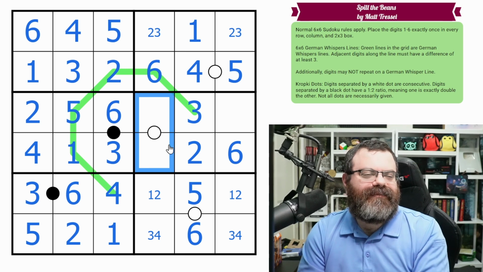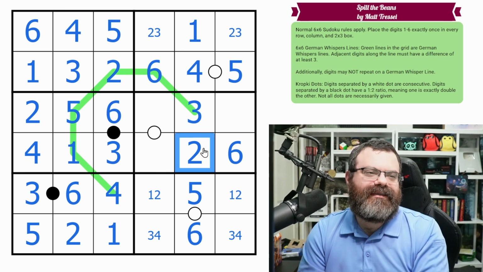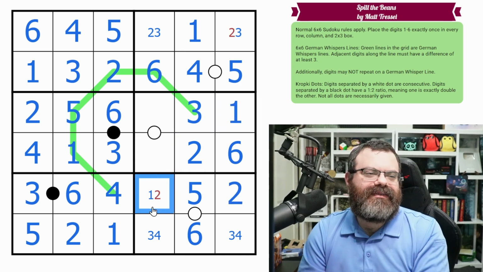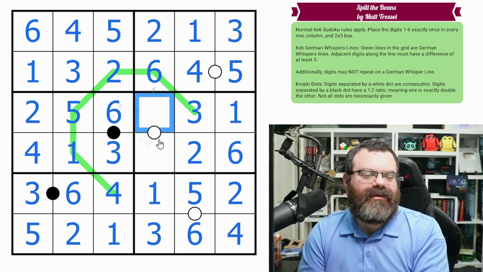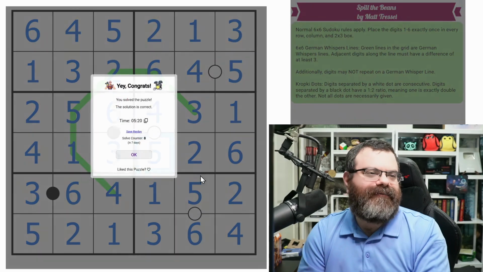What's left in this box? We have a consecutive. The 1 can't go on the consecutive because there's no 2. So that's our 1, that's 2, and that's 1. That's 3 and 2, that's 4 and 3. We get a 3 in the corner, shooting confetti, and then we get the 4 and the 5, and we're done.